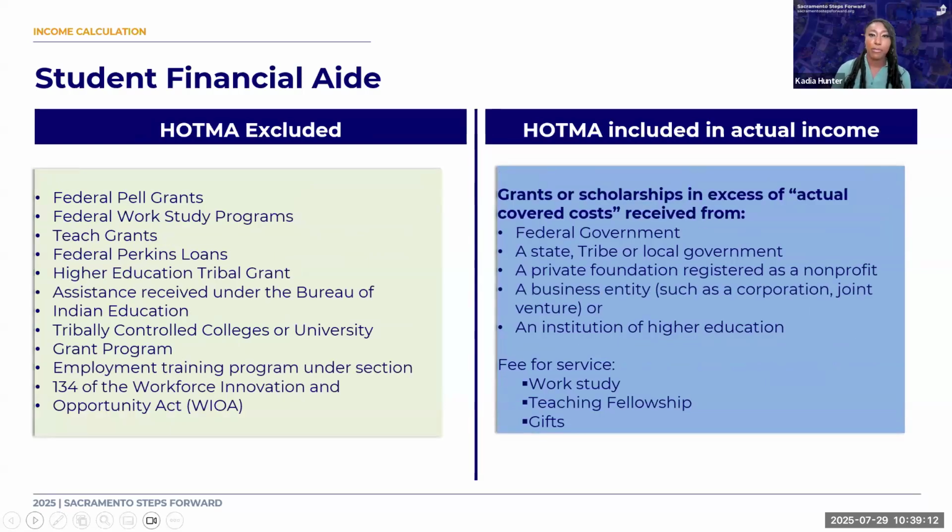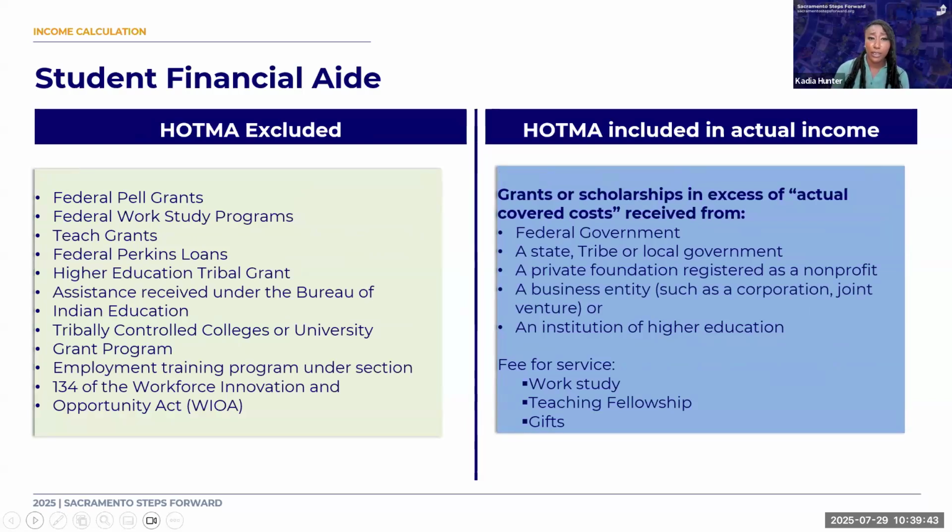Finally, let's clarify what's excluded versus included in income under HOTMA for student aid. Split into 2 columns for easy reference. Excluded is federal Pell Grants, work study, TEACH grants, Perkins loans, higher education, tribal grants, Bureau of Indian Education assistance, tribally controlled colleges or university grants, and WIOA employment training under Section 134.